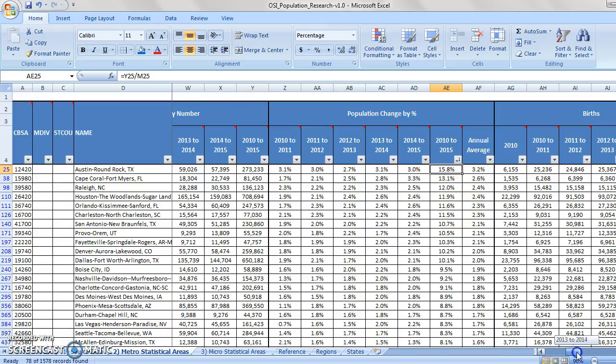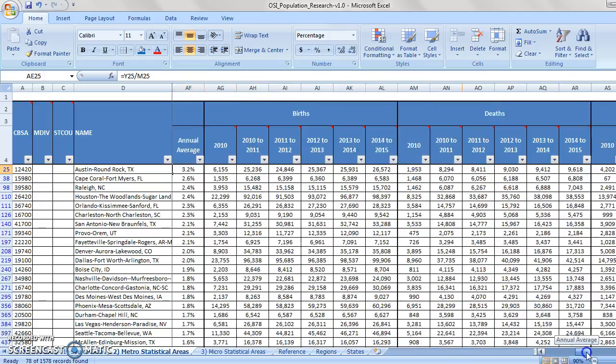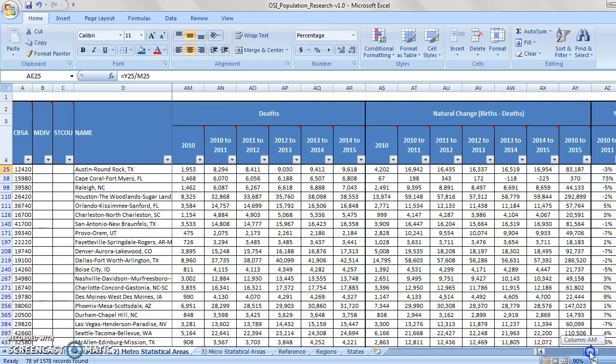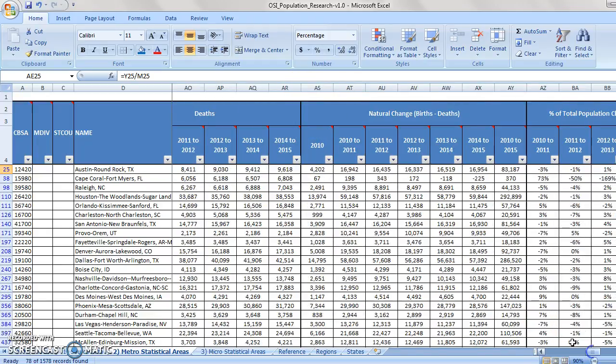If I keep moving on to the right as well, I'll see then I can look specifically at births minus deaths, and births minus deaths is going to give me my natural change. Let's keep filtering this list down further.